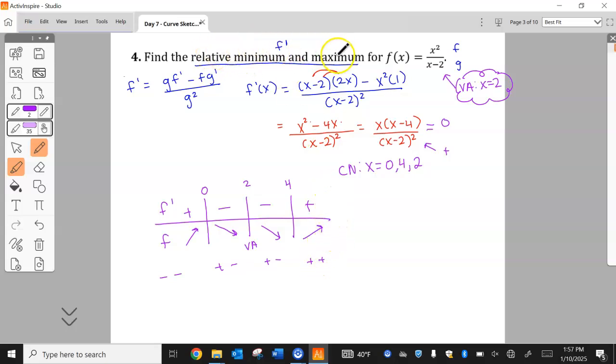So then we want our relative minimums and maximums. Well, 0, that's going to be a maximum, because that'll be a high point. I'm going up, then I'm going down, so I'm turning around at 0. 2, I know it's not changing, but 2 can't be a min or max even if we did switch right here because it's a vertical asymptote. But then if I look at 4, I'm going from decreasing to increasing, making that point at 4 a relative minimum.